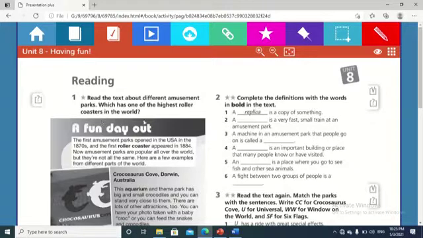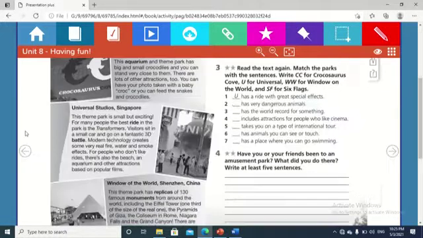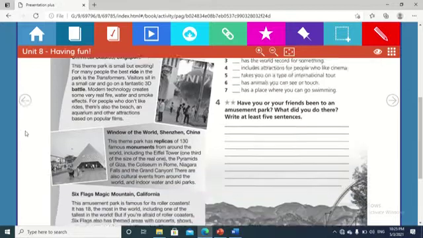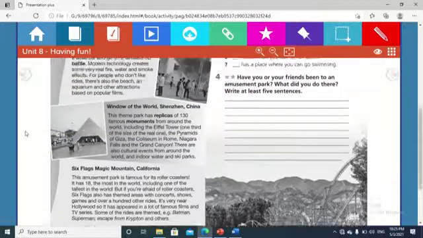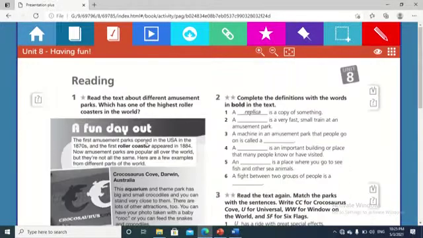"A Fun Day Out." We're talking about different amusement parks, theme parks. You know, the place where you can have rides and different games. So we have different theme parks or amusement parks from different countries. You are asked to read about the 4 amusement parks, and of course, which has one of the highest roller coasters in the world. Just to answer the first question.